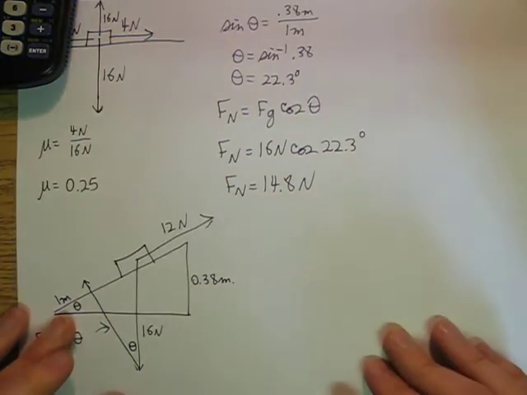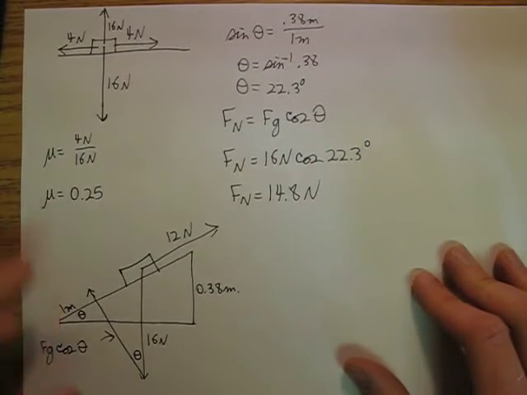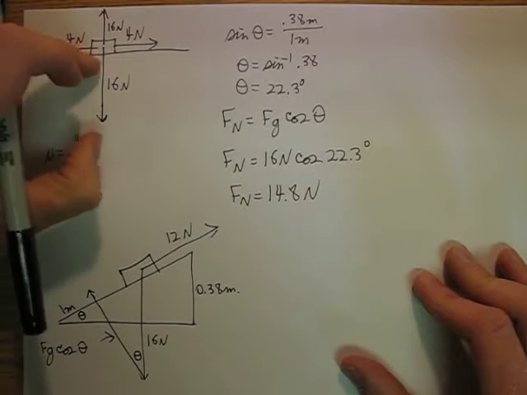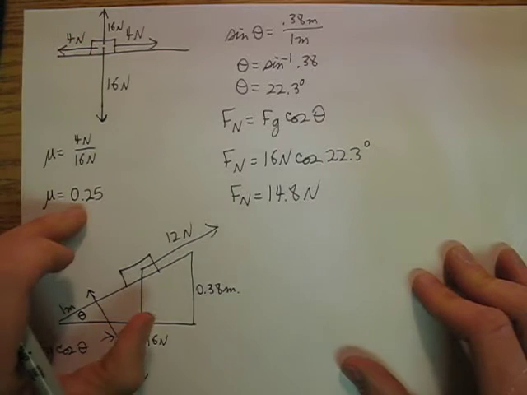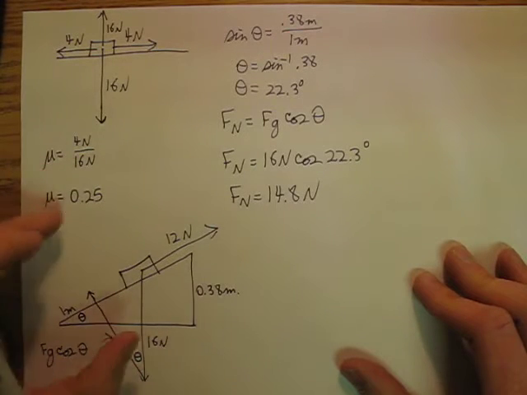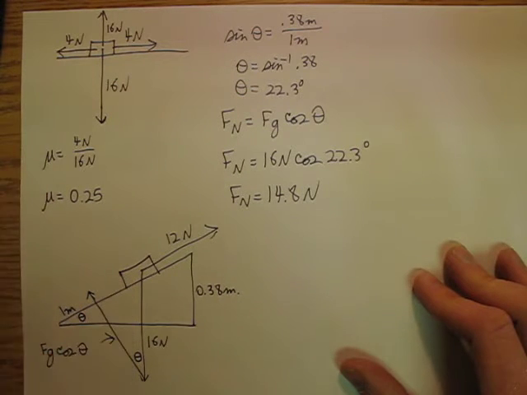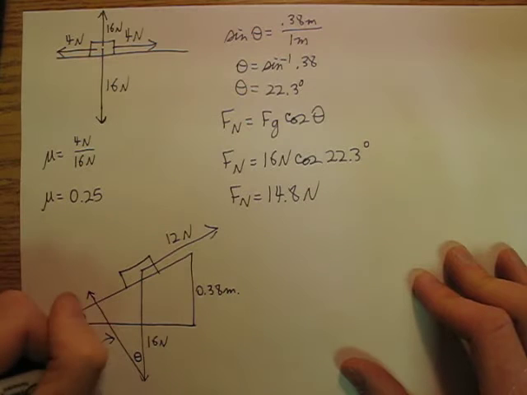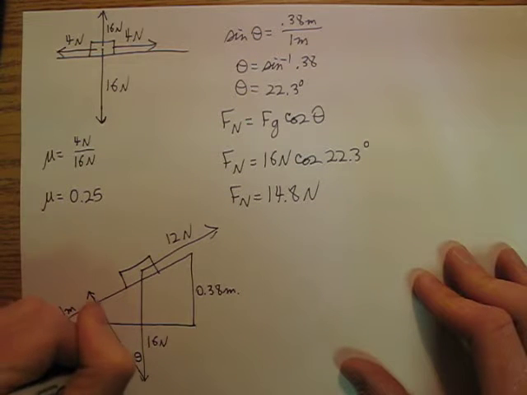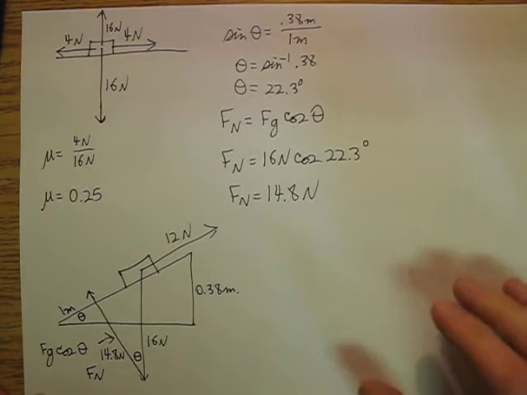Now, I calculated earlier that the coefficient of friction between my brick and that board is 0.25. That doesn't have to do with the geometry of it. That is a fact about that brick and that board in whatever orientation they're in. So let me put a little diagram here: 14.8 newtons on that, and that's going to be force normal. I know that it's getting really busy here.